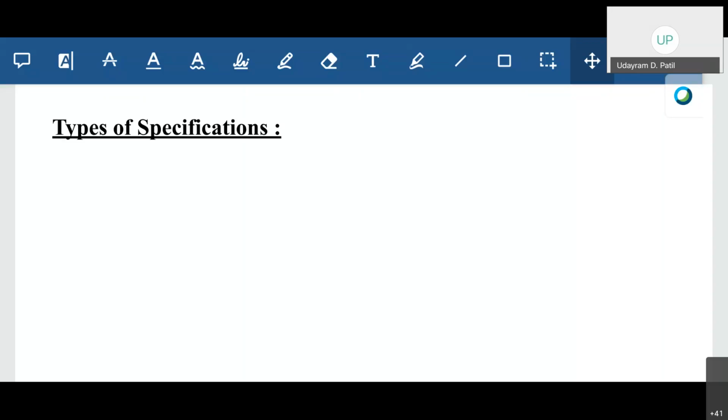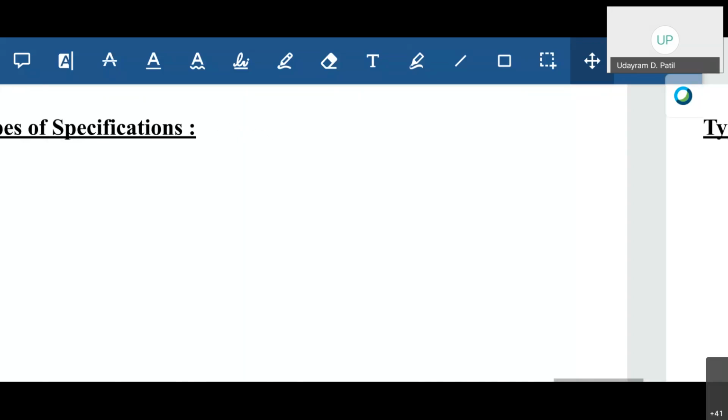Okay, next is the types of the specification. Depending upon what information the particular specification is providing, the specification might be divided into two types. First one is the general specification.